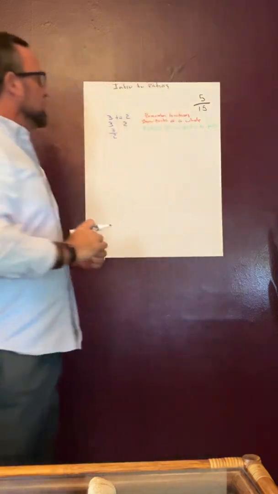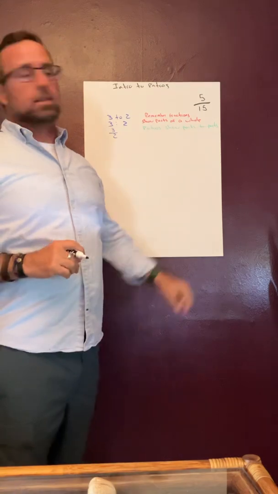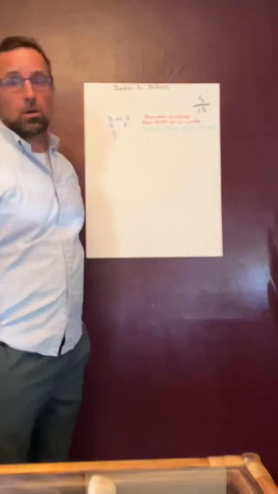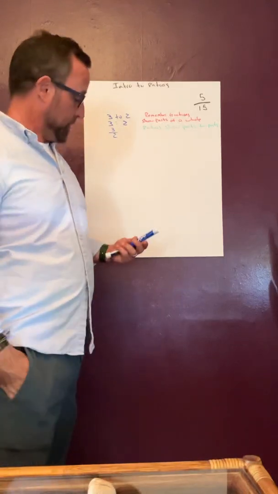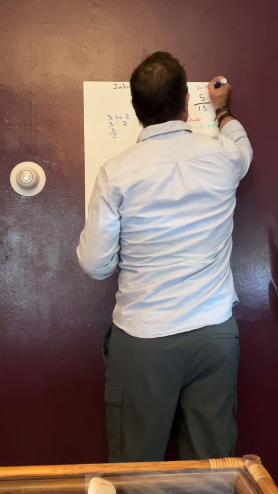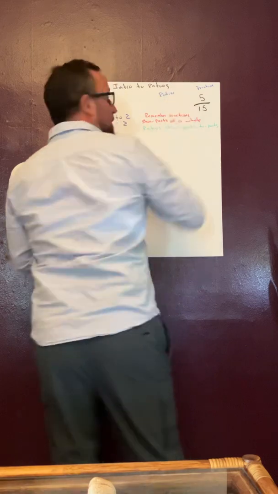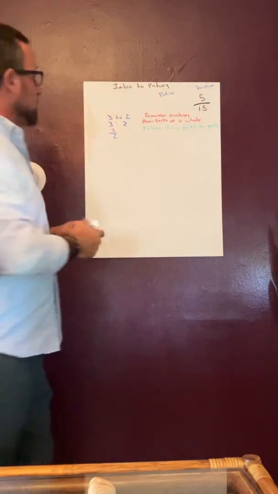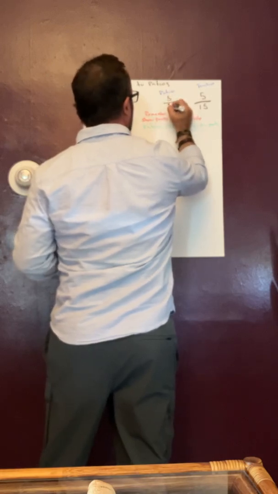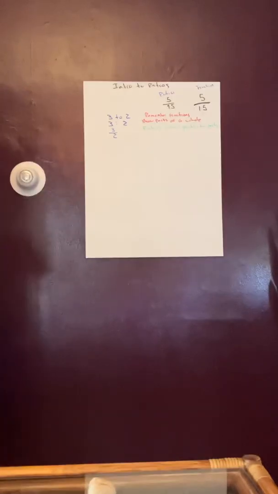So right there, that is showing parts of a whole. There's 5 walnuts out of a total of 15 nuts. And we can also write that, we'll call this one our fraction. And here's our ratio. And we can also write 5 to 15. Now here is the difference.